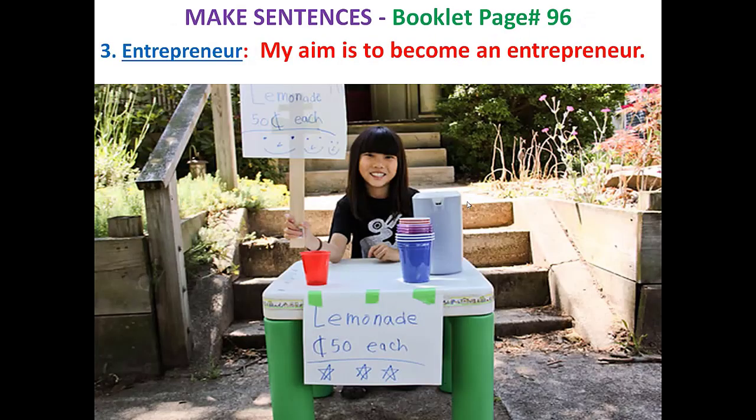The third word is entrepreneur. The meaning of entrepreneur is a person who starts and runs a business, a person who organizes a business. The sentence here is: My aim is to become an entrepreneur. You can make your own sentence. You can see in the picture, this is an entrepreneur who just started a business of her own and is running a business.